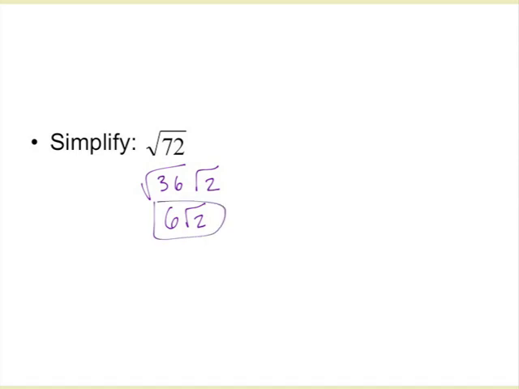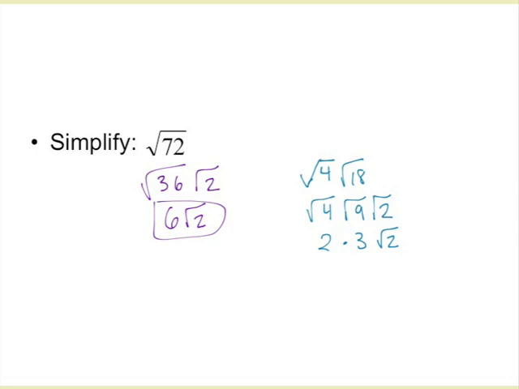If you had stopped earlier and not gone all the way up to 36, this problem would still totally work out. So if you said 72 divides by 4, it can work, 4 times 18. But then we would need to break down 18. 18 is 9 times 2. And then we could say that it's 2 times 3 square root of 2, and we still get the same answer, 6 square root of 2.